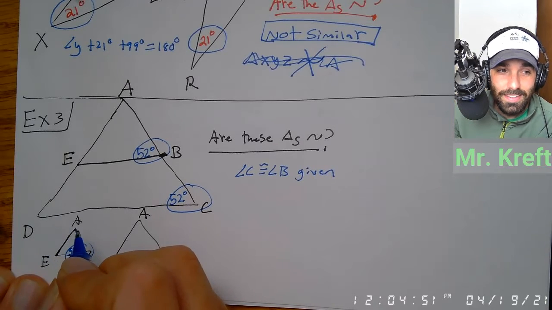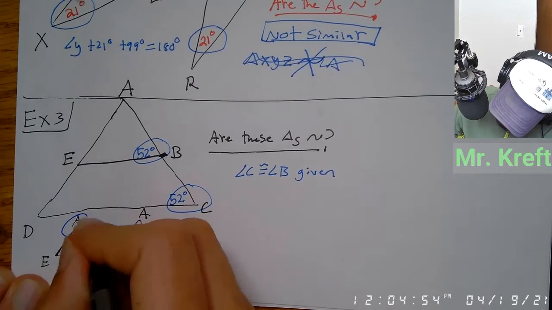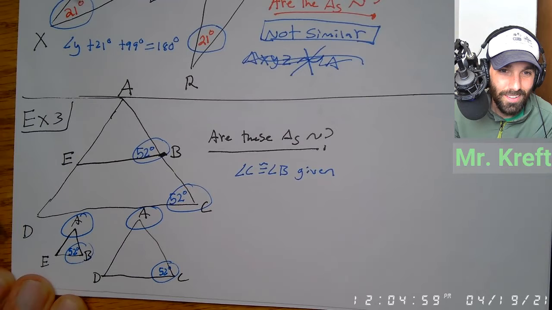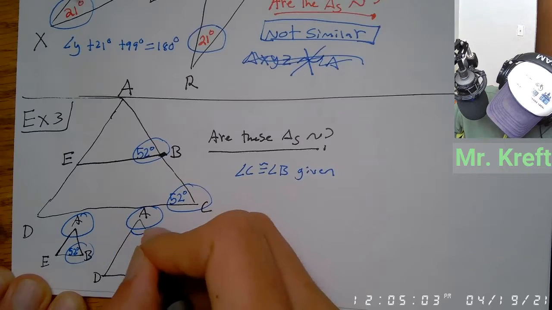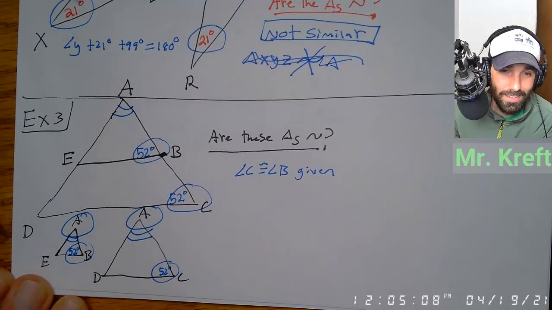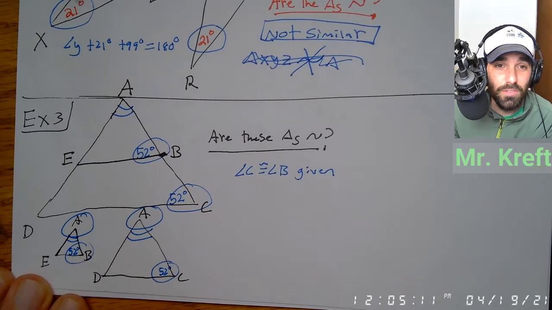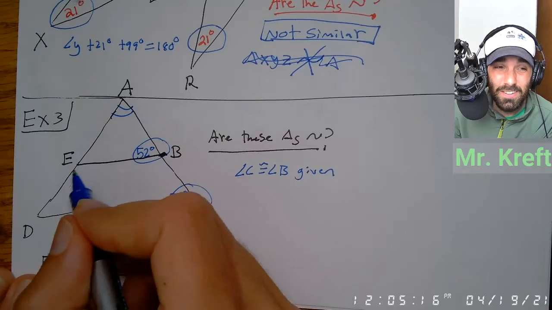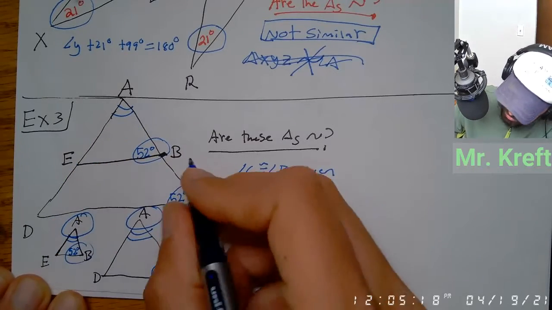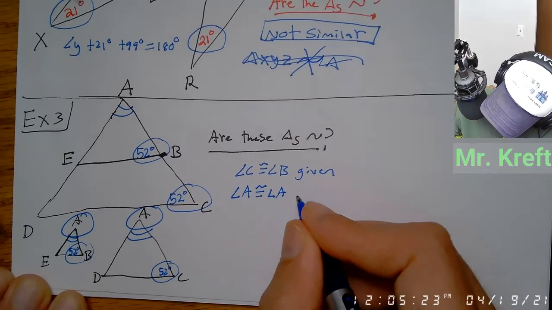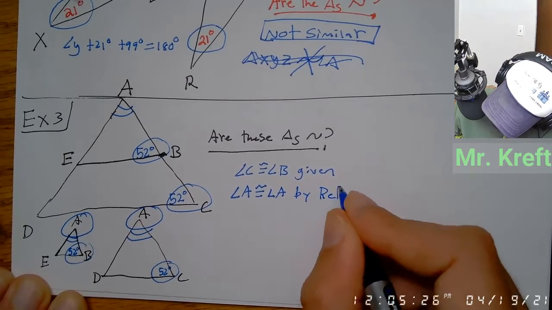But did you guys notice this angle A right here and this angle A are the same angle? Did you guys notice that? They overlap. So this angle A and this angle A, they're the same thing, right? Remember, reflexive means when they share something. And if this triangle is fitting right here, they share angle A. So I would say angle A is congruent to angle A by reflexive property.